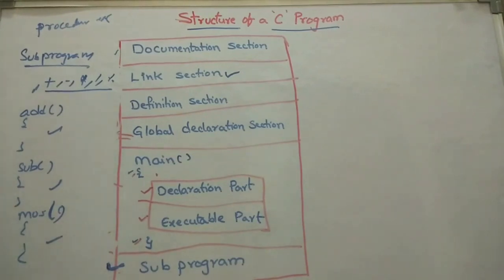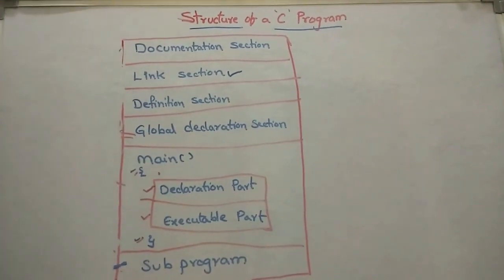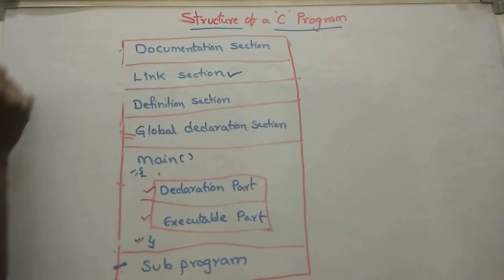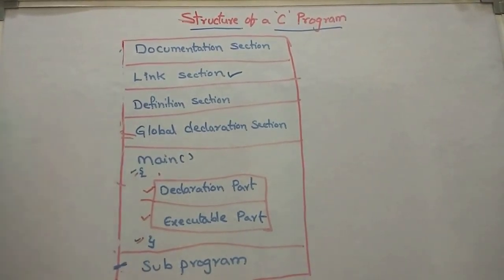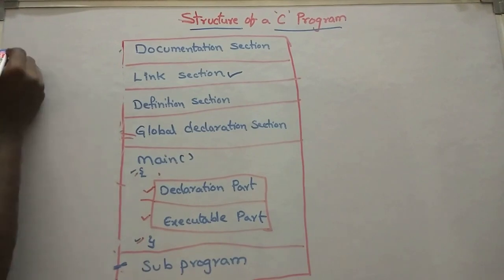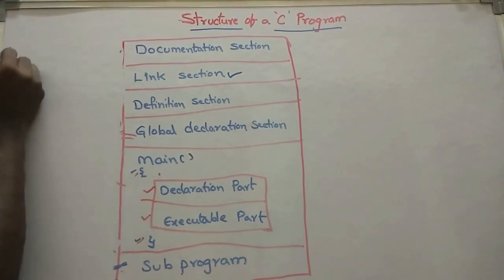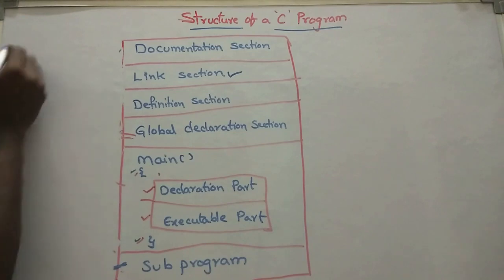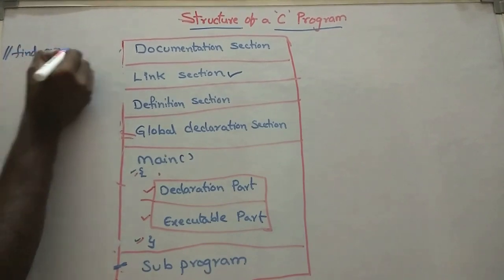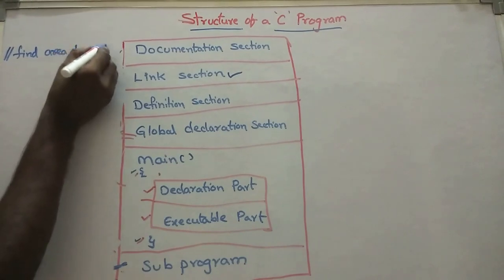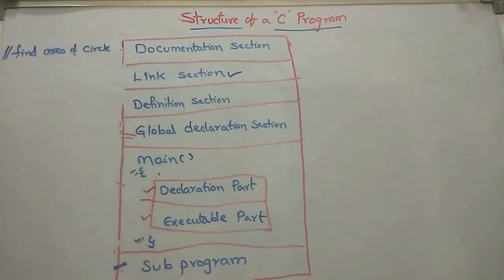Okay, here I will explain one example covering all the sections. What is the documentation section? The documentation section is the comment section. Here I write the comment. A single line comment is enough. What is my comment? Find area of circle. That is my program. That is the comment I have to write.